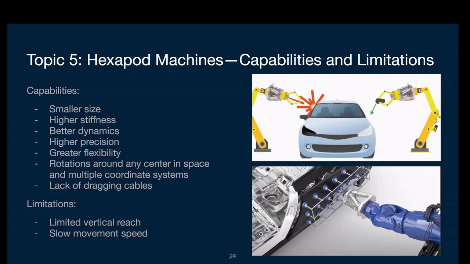However, they're limited by vertical reach, which makes them less effective with tall objects or when a wide range of vertical motion is required. And also, they're pretty slow in terms of movement speed, which is a good thing during careful operations, but it can be limiting to overall production speed.